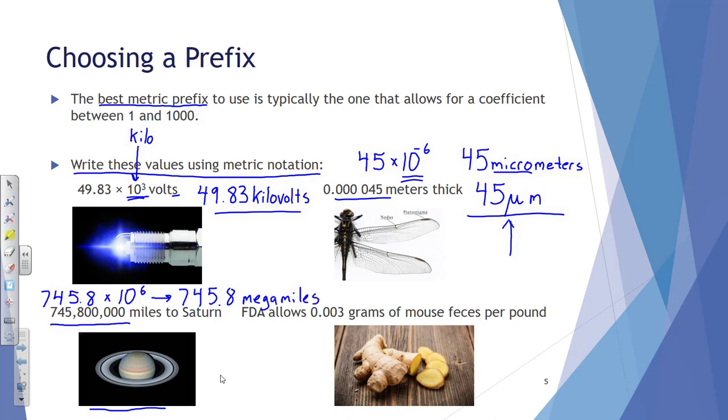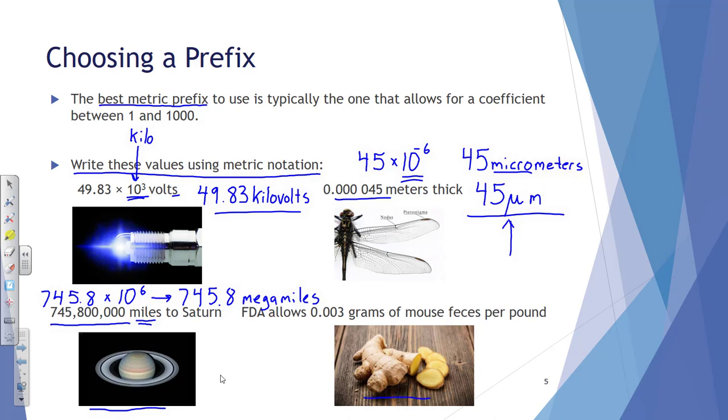(745.8 megamiles). Now, usually miles are not used with the metric system since it's an imperial unit, but it is in fact true. We would call that 745.8 megamiles if we wanted to use the best metric prefix.